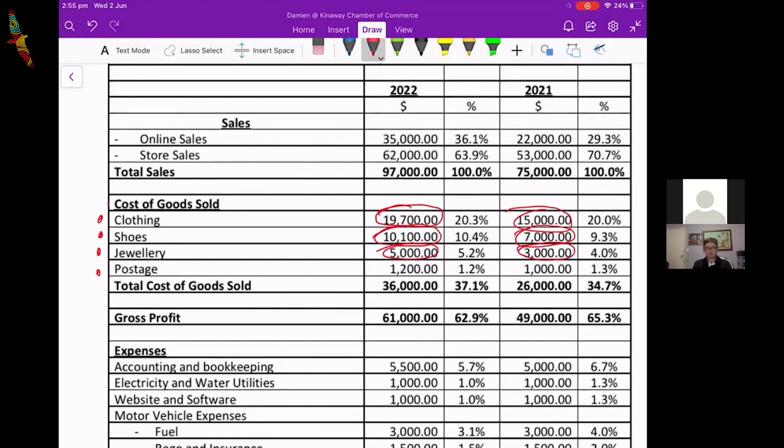So we're selling more jewelry, we're selling more shoes, we're selling more clothing. Postage has gone from $1,000 to $1,200. So that's increased also as far as a dollar value. Okay. So that means our total cost of goods sold has gone from $26,000 to $36,000, an increase of $10,000 in our cost of goods sold. It's fair enough to say that because our total sales have increased from $75,000 to $97,000.